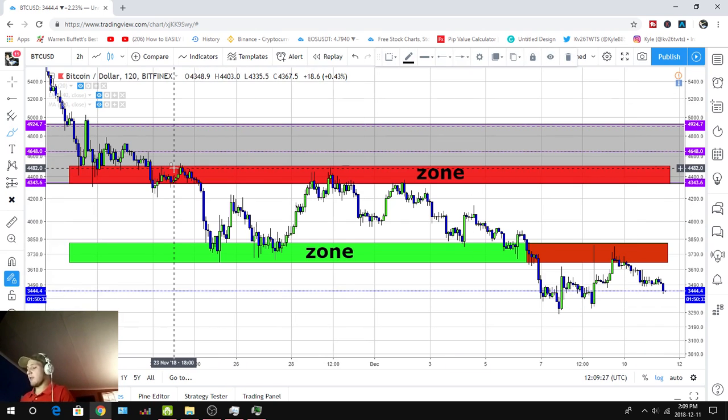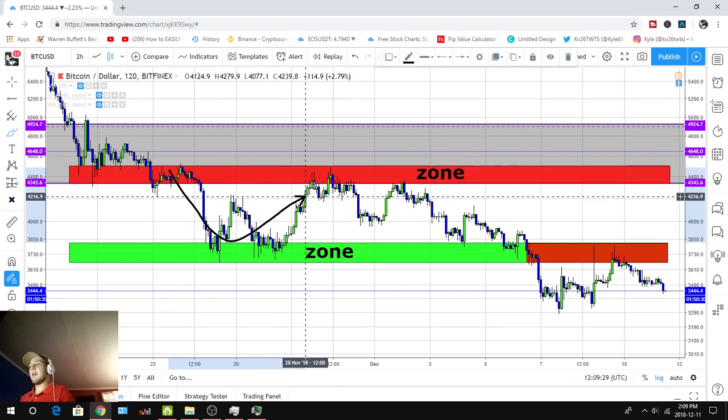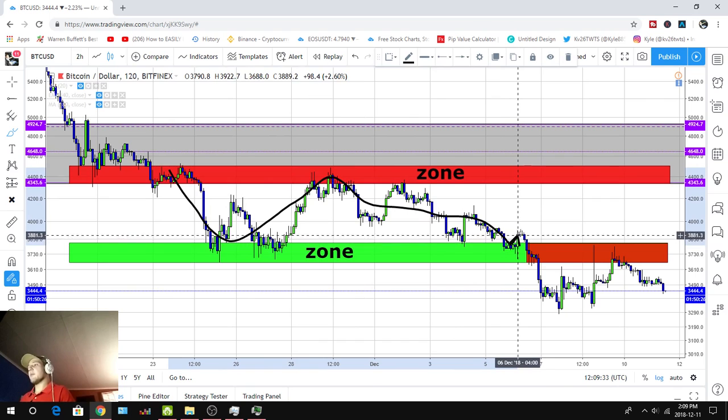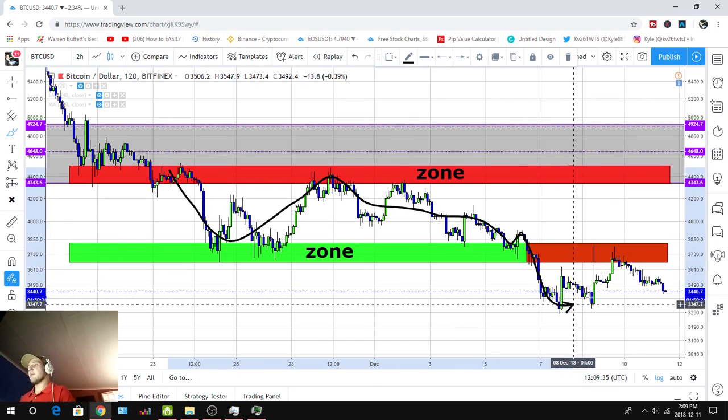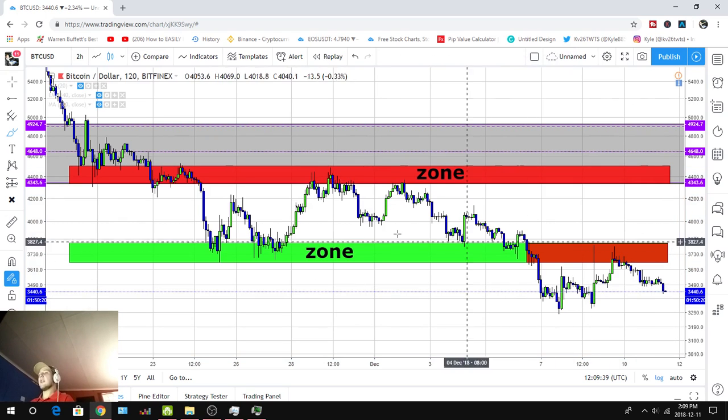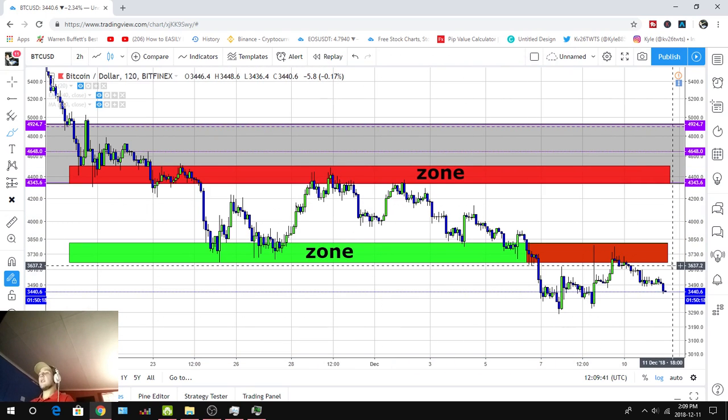Correct? We're in a channel, up, down, trying to break, trying to push up, and broke. Now it's acting as resistance. Now at this very moment we are in a resistance zone, and that's all we need to know. Then we step back. That's all you need to know.